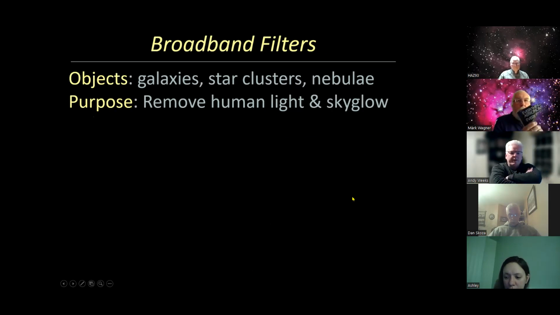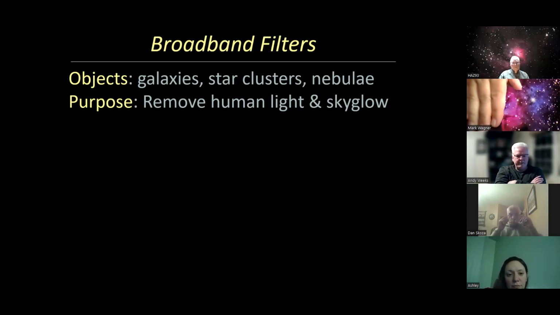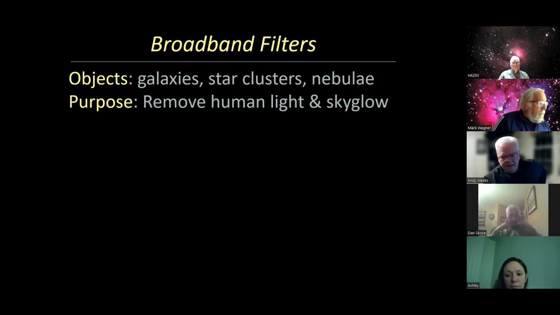So broadband filters, what are they really good for? What type of objects? Well, galaxies, star clusters, and nebulae to a point. Their purpose is to remove the human-made light and any sky glow that may be happening. So there are different types. We'll talk about those.